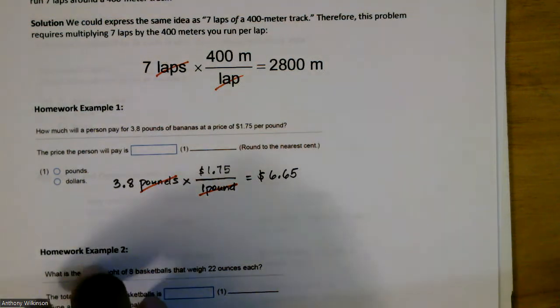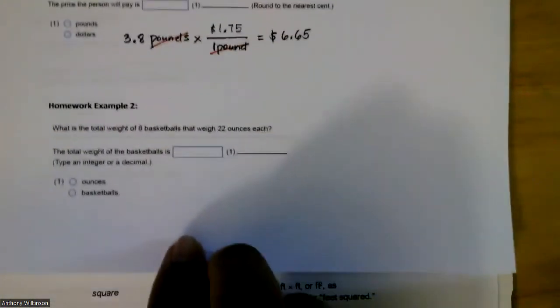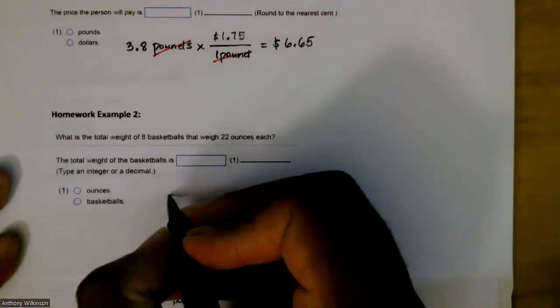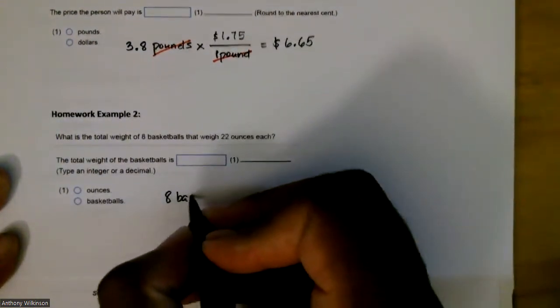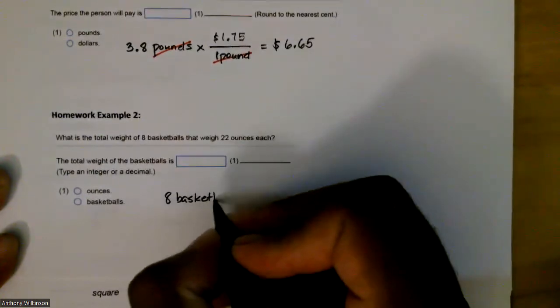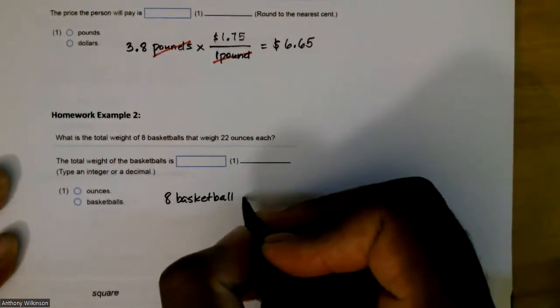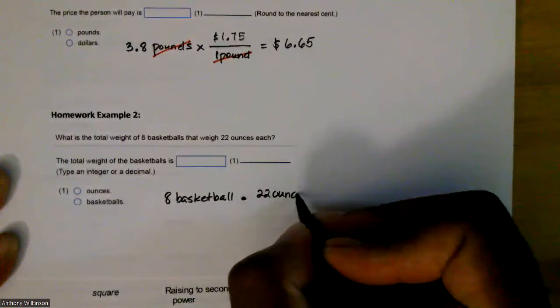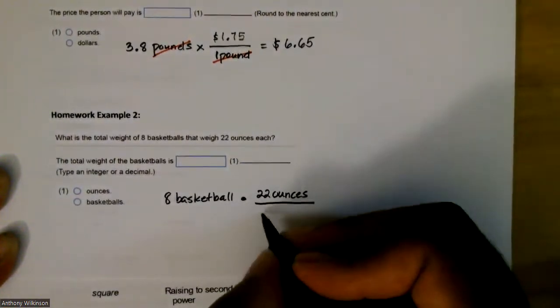All right, here's the next homework example. What is the total weight of 8 basketballs that weigh 22 pounds each? Okay, so here we can set this up. We have 8 basketballs. So we have to multiply that by 22 ounces each. So 22 ounces per basketball.